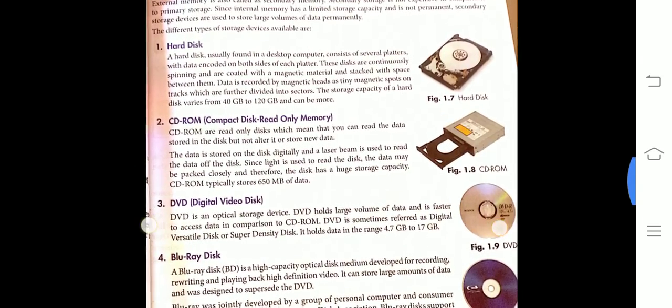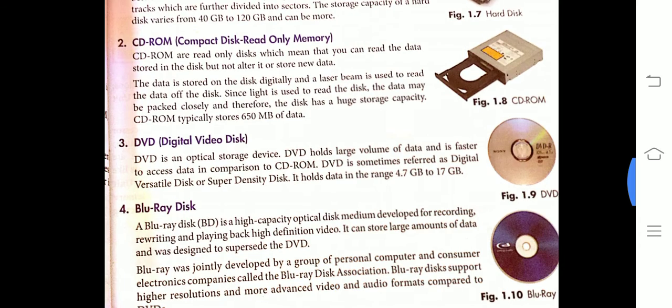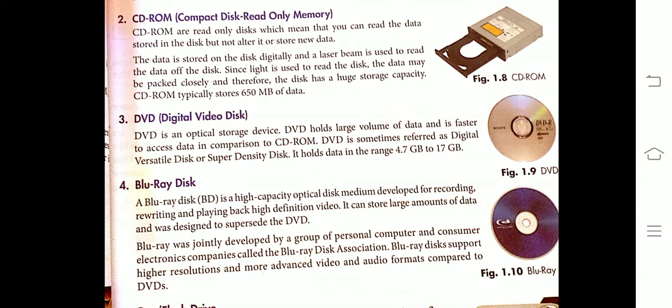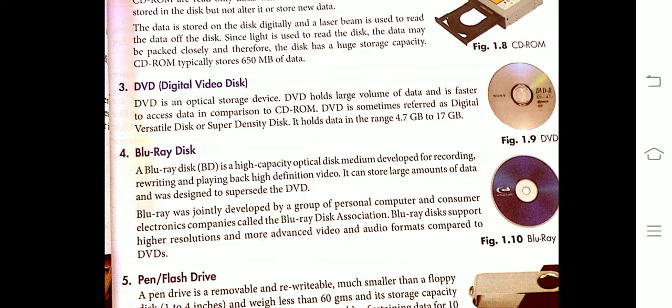Now, what is a CD-ROM? CD-ROMs are read-only disks, which means you can read the data stored on the disk but cannot alter or change it, or store new data. The data is stored on the disk digitally, and a laser beam is used to read it. After this, the DVD, digital versatile disk, can store videos, around 4.7 GB to 17 GB.